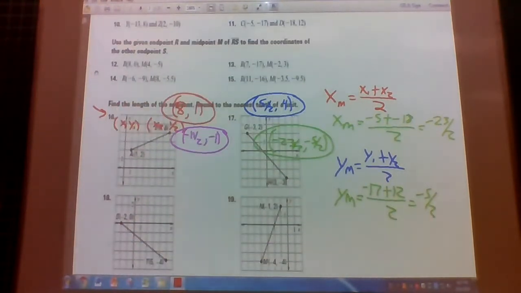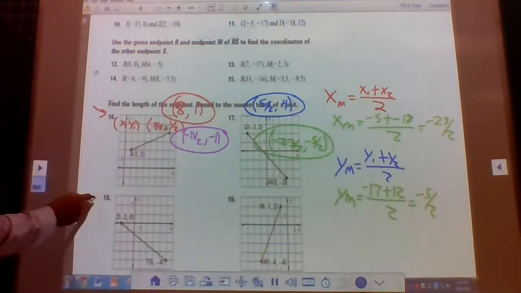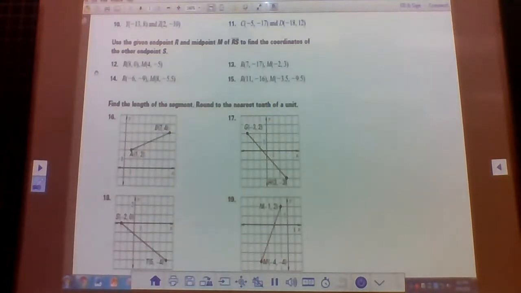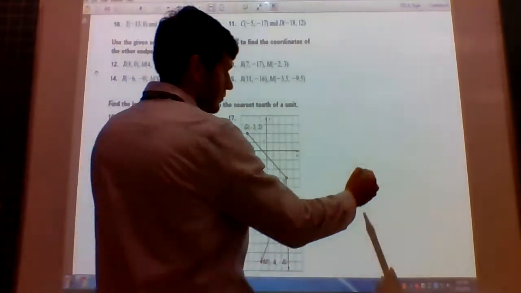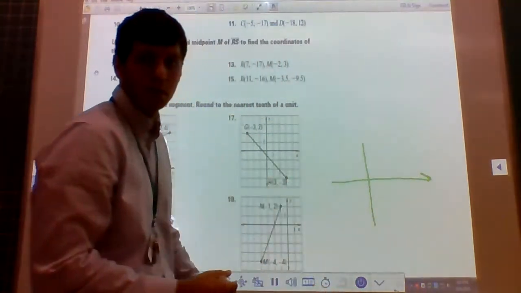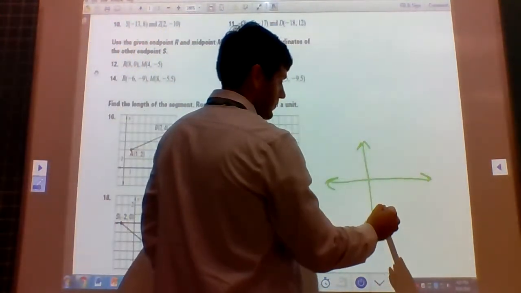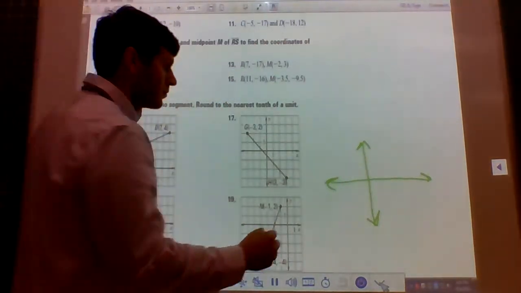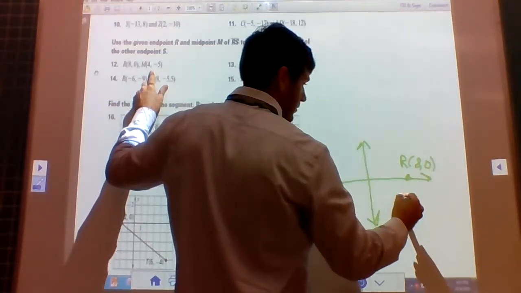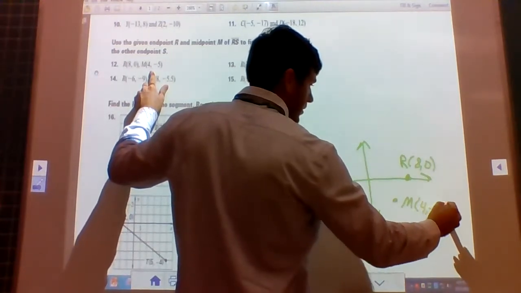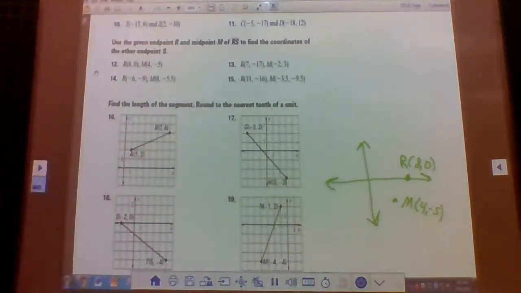All right, 12 through 15 wants us to find the other endpoint. So use the given endpoint R and midpoint M of RS to find the coordinates of the other endpoint. So just to visualize what we have here in number 12, I'm going to draw a little graph. It was green. Can you see green? Yeah, you can see green well enough. We have R is 8, 0. We have M is 4, negative 5.